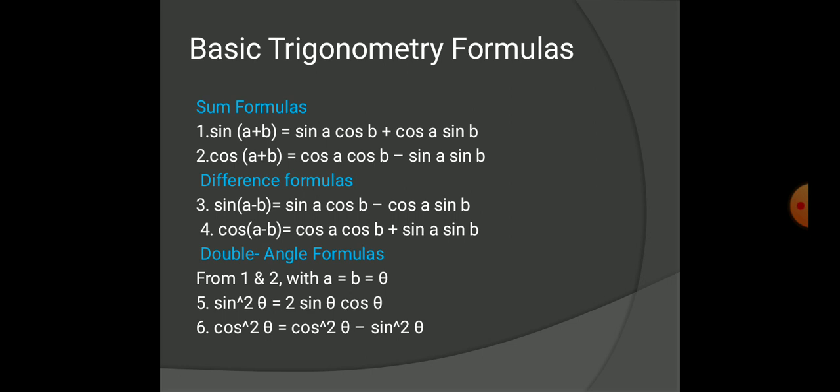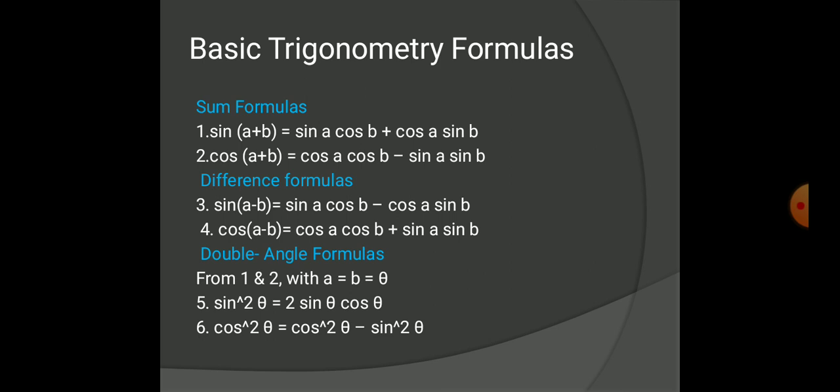We have some formulas. Sine quantity of a plus b is equal to sine a cos b plus cos a sine b, and cos quantity of a plus b is equal to cos a cos b minus sine a sine b. And the difference formula, sine quantity of a minus b is equal to sine a cos b minus cos a sine b. And cos quantity of a minus b, we have cos a cos b plus sine a sine b.